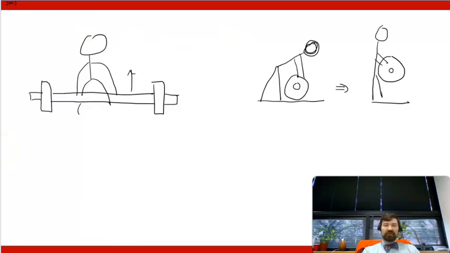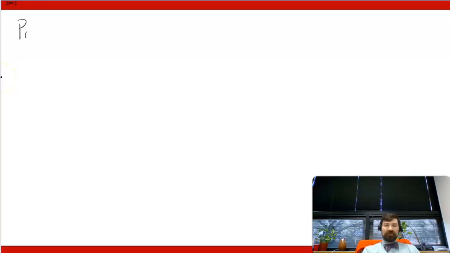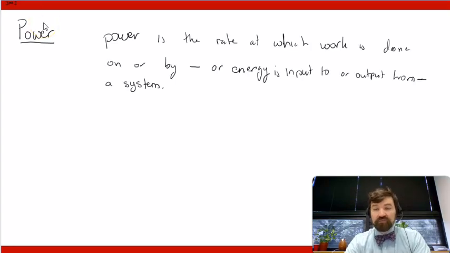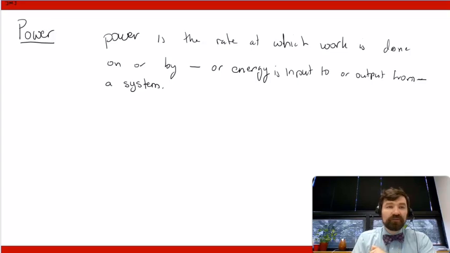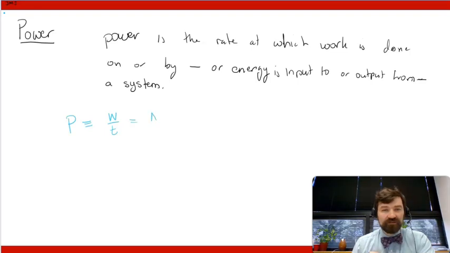Why does speed matter? Well, we have a new concept that we can introduce today, which is power. And power is basically the rate at which work is done or energy is delivered to a system. So power is rate of work, or rate of energy change, if you prefer. So if you were to write an equation for power, P is defined by work over time, or if you prefer, delta E over delta T.